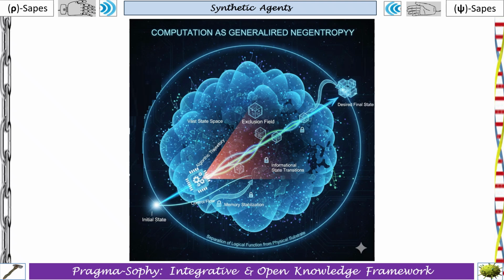Computation represents a decisive abstraction. Instead of constraining physical flows, it constrains informational state transitions. Logical operators and operations systematically exclude possibilities. Algorithms create narrow trajectories through vast state spaces. Memory stabilizes information. Control flow imposes temporal structure. As shown in the figure, computation is best understood as generalized negentropy.